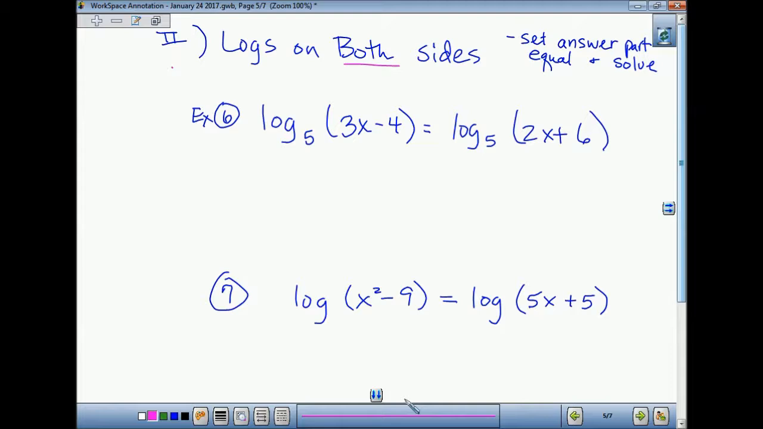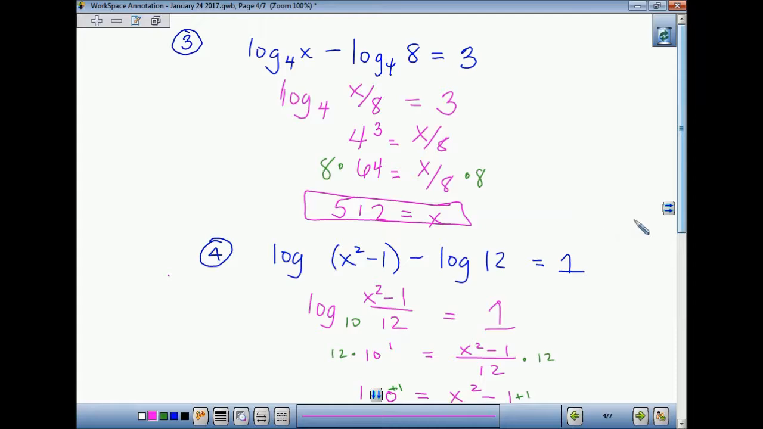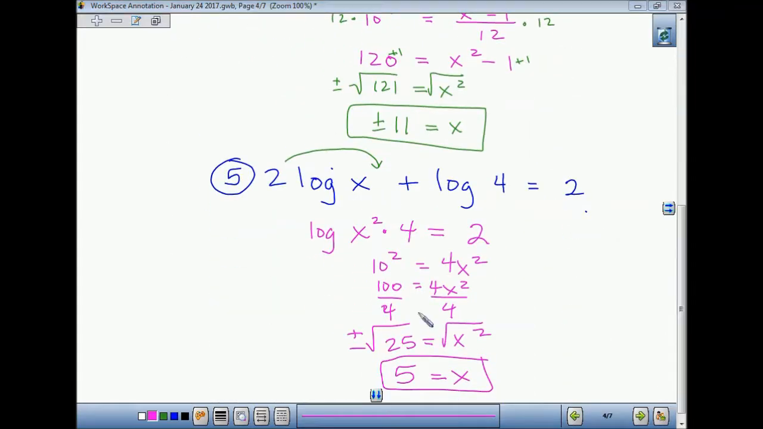Wait, why wasn't the last one plus or minus 5? The reason is that if we tried the negative 5, when we plug it back here, we get log of negative 5. A log can't have a negative base or a negative answer.